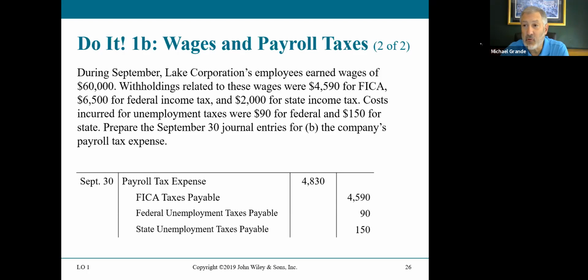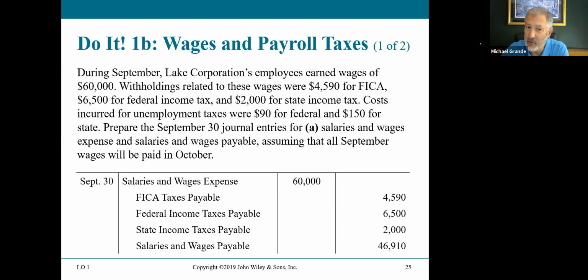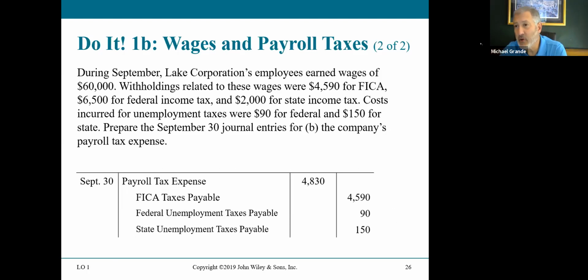Here's the employer tax. Remember, the FICA taxes payable is 7.65% for the employee and the employer. It's the same amount for both, right? Here's what the employee paid from their paycheck, $45.90. Here's what the employer paid, $45.90 as well.